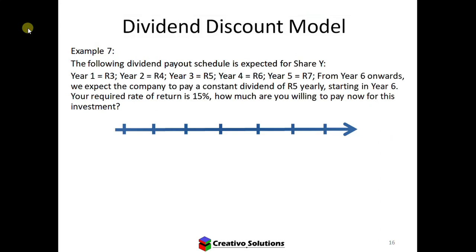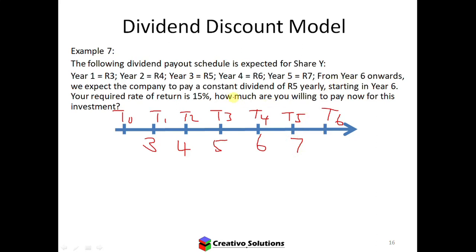Here's another example. Year one's dividend is 3 Rand. Year two's dividend is 4, year three's is 5, year four's is 6, year five's is 7, and then from year 6 onwards, we expect to pay a constant dividend of 5 Rand yearly. So 5 Rand forever. No growth. So again, PV0 equals div 1 over R minus G.